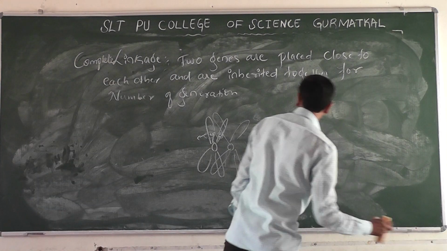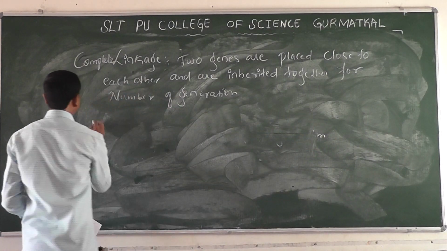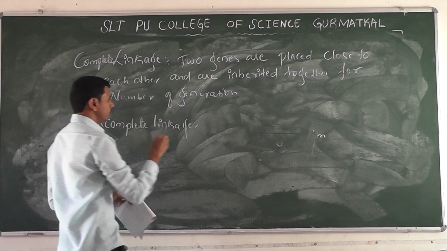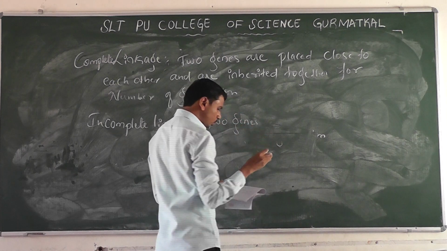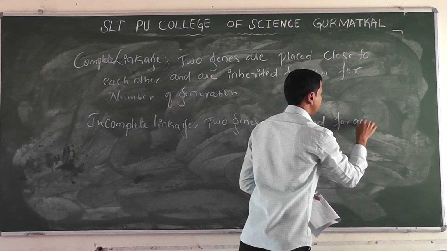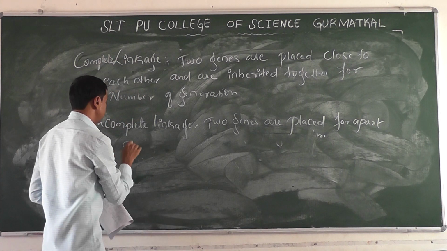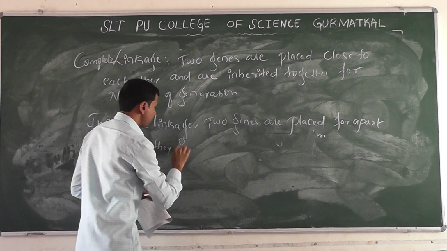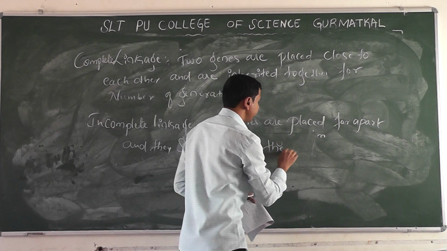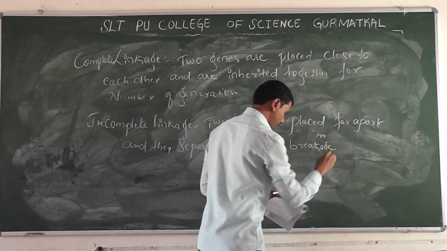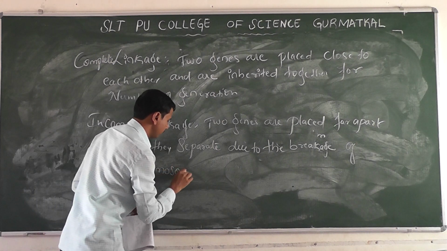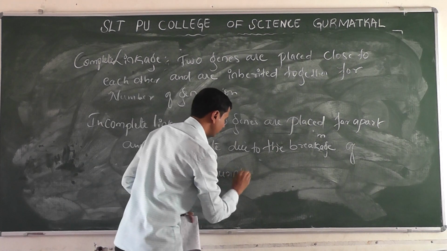So when it comes to the incomplete linkage, in the case of an incomplete linkage, you can see two genes are placed far apart, and they separate due to the breakage of chromosomes during gametogenesis.